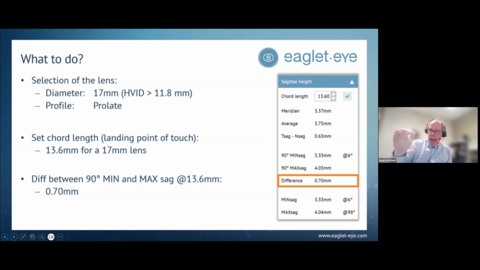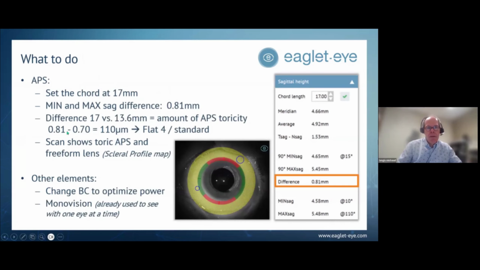So I evaluate the sag over there at 13.6, and I evaluate also at the limit of my lens at 17 millimeter, and I make the difference between these two sag values, and I determine what is the total amount of toricity and what goes inside and what goes in the periphery. So I can recalibrate the profile of my lens in the vaulting chamber and also in the periphery of the lens. In that case, the maximum difference at 17 millimeter was 810 microns, and at 13.6, 700 microns. So that means the difference between these two is 110 microns.